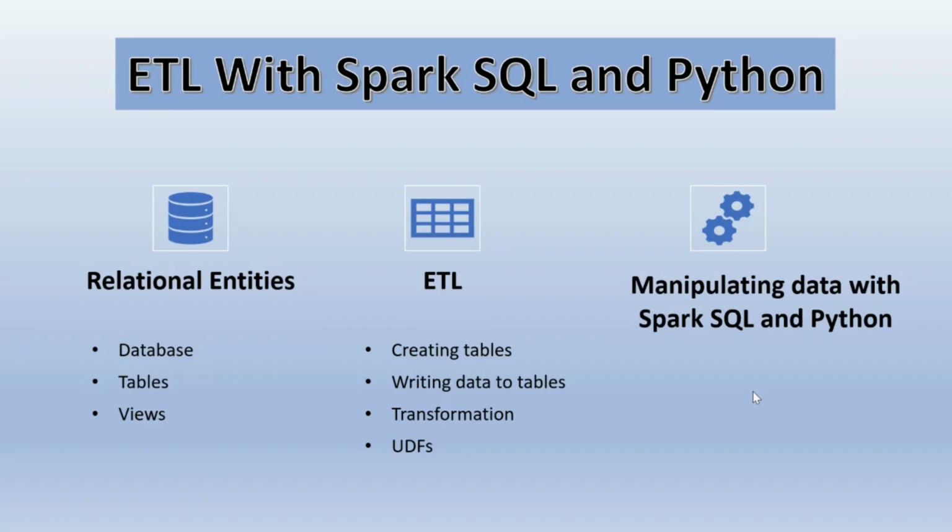In relational entities, the entities are something like database, tables, and views, right? Then ETL is extract, transform, and load, right? So extracting means extracting the data from some source, then creating your tables, then doing some transformations or adding some UDFs, and then writing the data into your table, that is the load. The manipulating data with Spark SQL and Python. So you need to be aware of the syntax of Spark SQL and Python for manipulating the data.